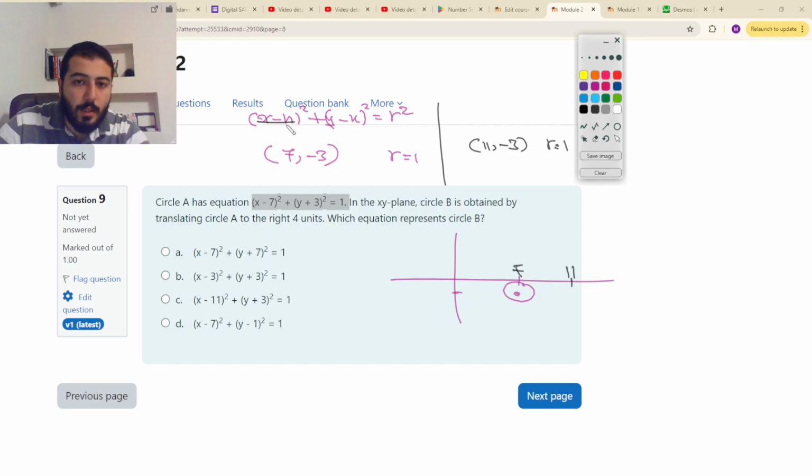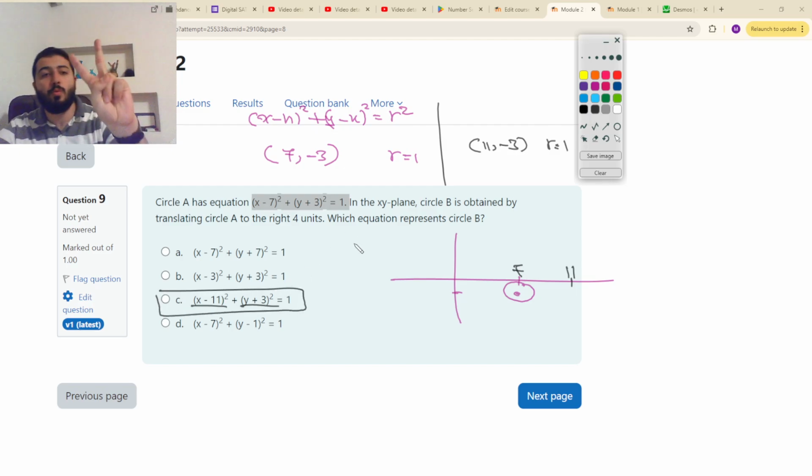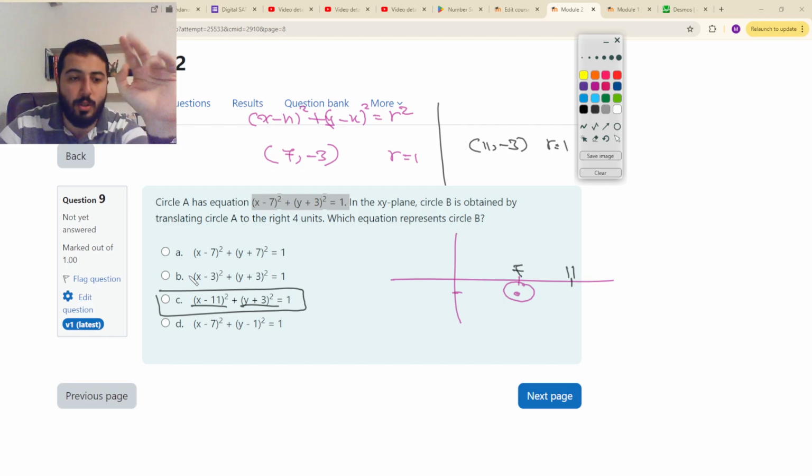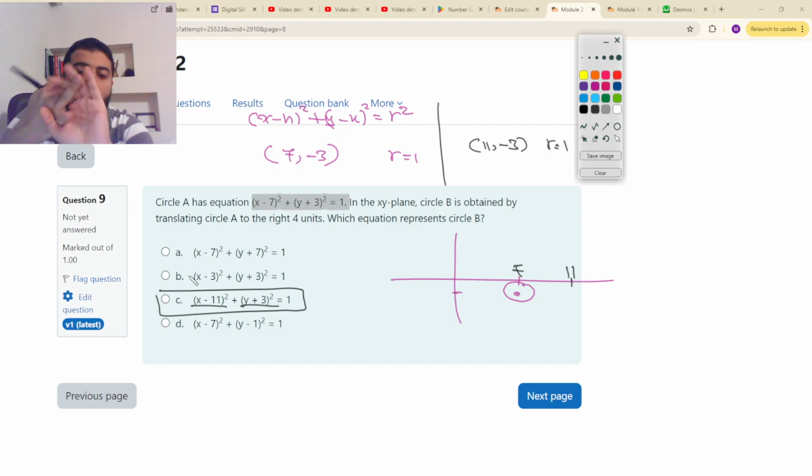So we need to get (x minus 11) to the power 2 and (y minus negative 3), which is (y plus 3), to the power 2, equals 1. This is the equation. Here there are two lessons you should know to solve this question. The first one is circles. The second one is function transformations. You need to revise those two lessons if you solved question 9 wrong.